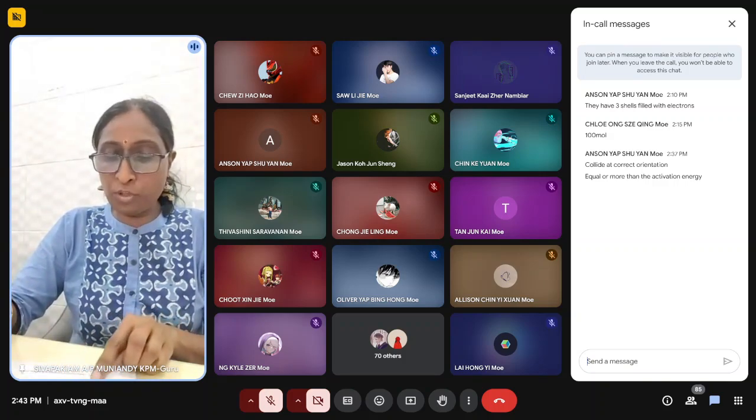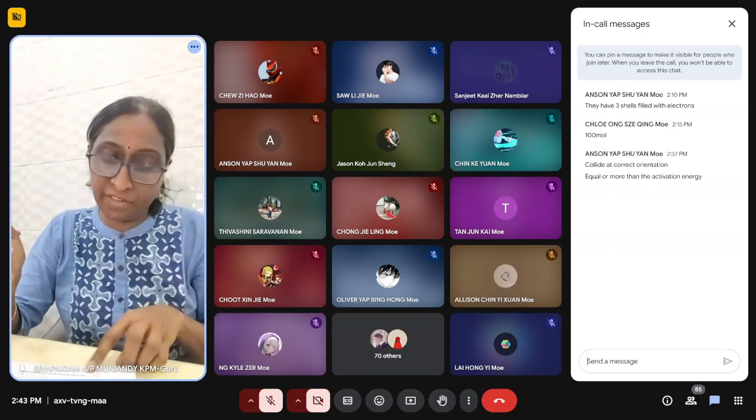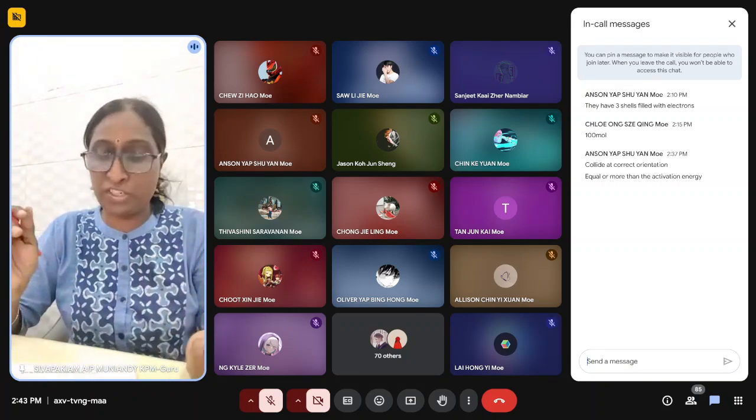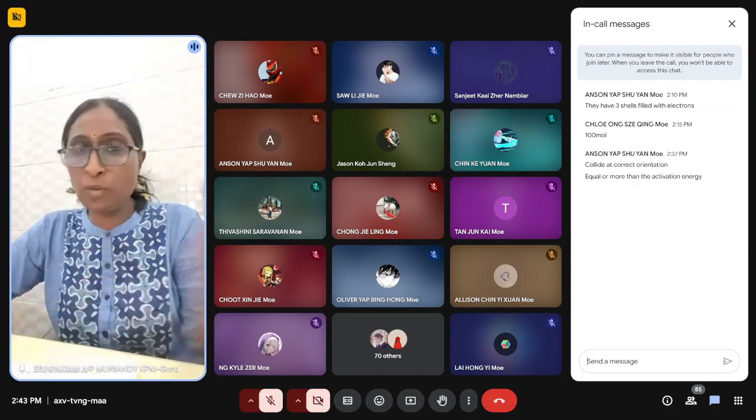Okay. First bottle is a glass jar. Second is ceramic. Both are chemically inert. But one is transparent, you can see through. One is not transparent. Which container is most suitable? 3 marks. Anyone can answer.